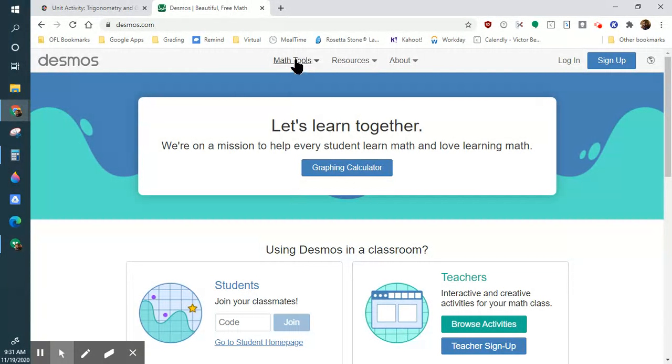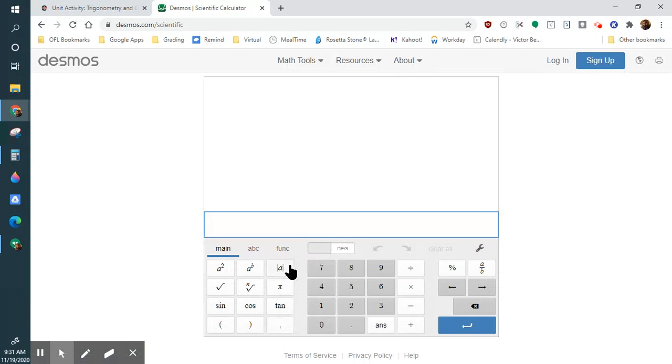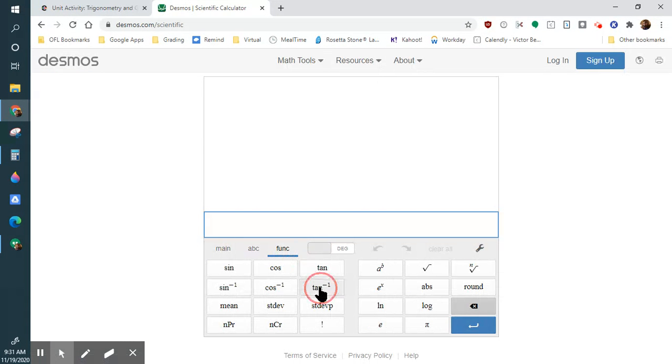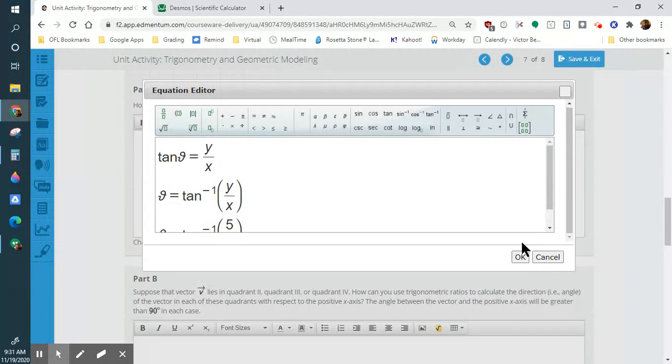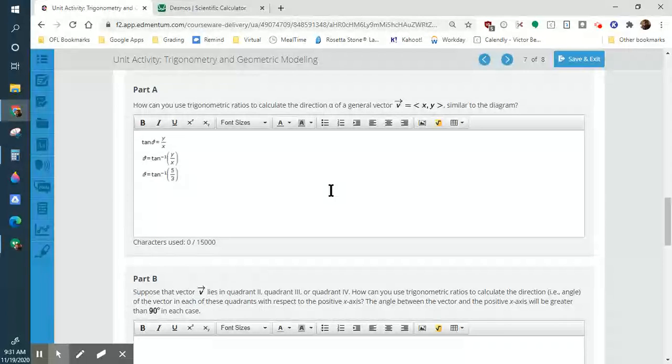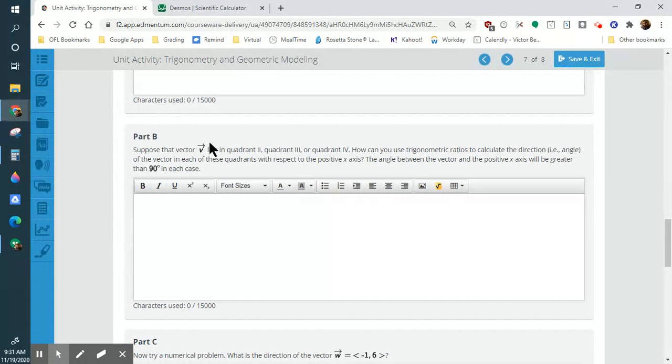Going on Desmos and using their scientific calculator, go to functions and type it in. Since it's a graded activity, I'm not solving everything for you. You have to plug this in and give me your answer. All right, so suppose it's in quadrant 2, 3, or 4.